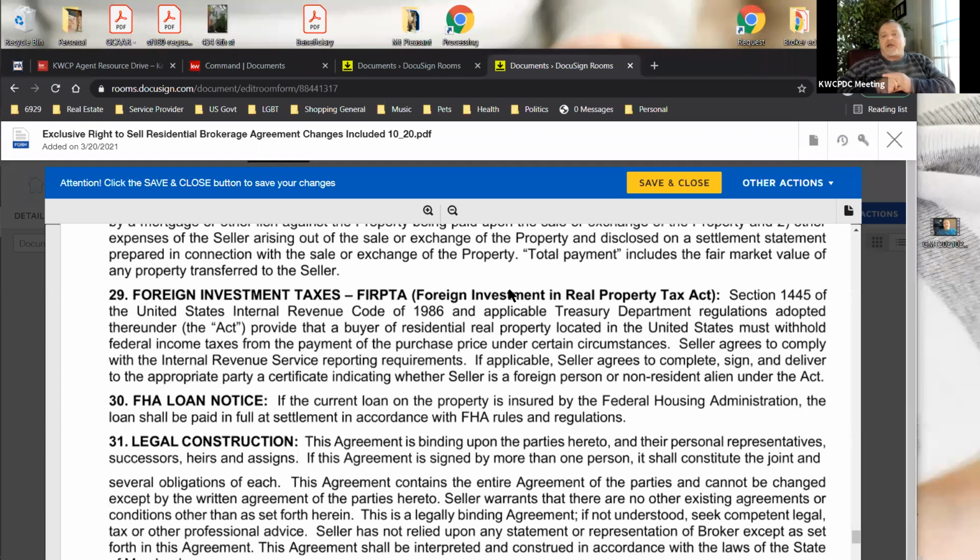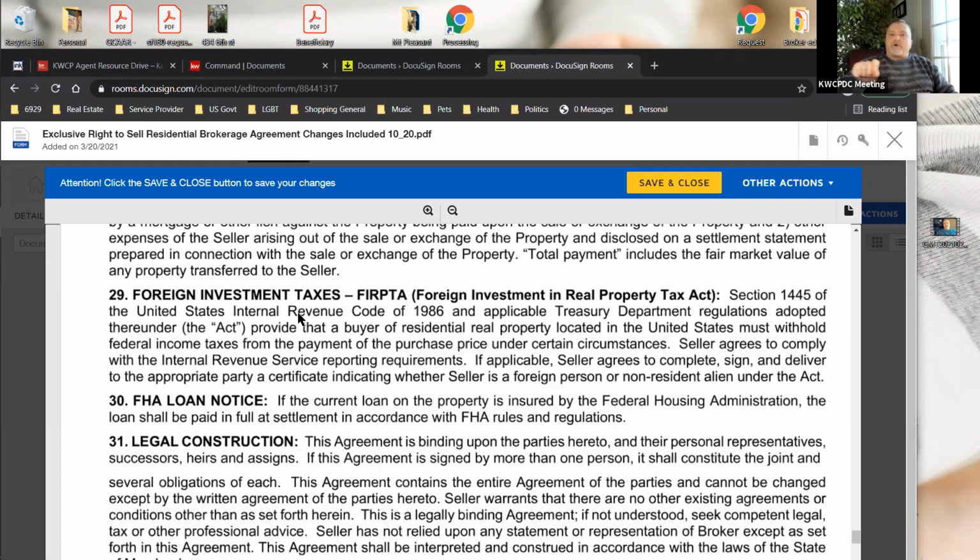So the rules of FIRPTA are defined in section 1445 of the IRS Code of 1986. And so that's all of the terms of that. It gets very complicated and involved. But basically what has to happen is prior to settlement, the seller has to sign an affidavit stating that they are not a foreign person as is defined by IRS rules. We're not defining what a foreign person is in this situation. It's IRS rules that are defining that. So keep in mind, let's stay away from putting ourselves in that situation.